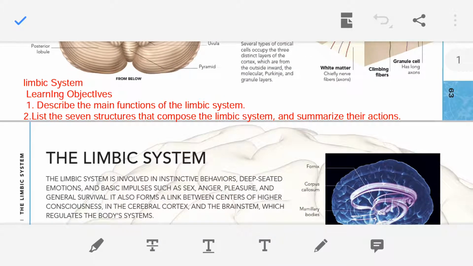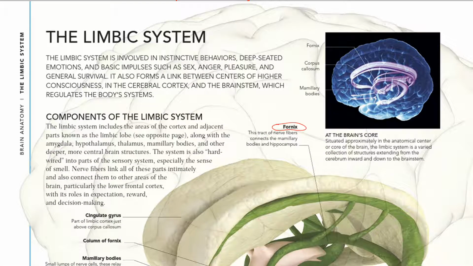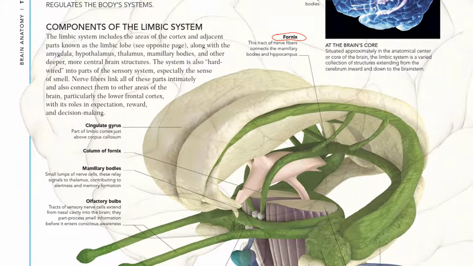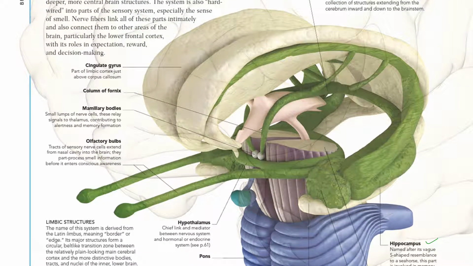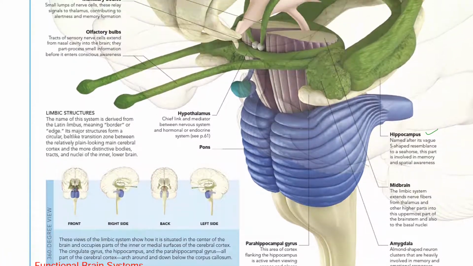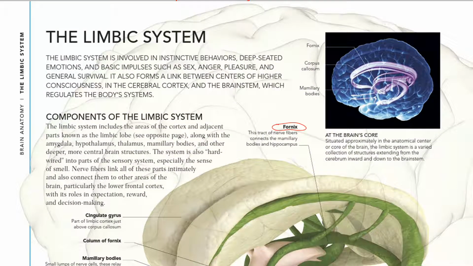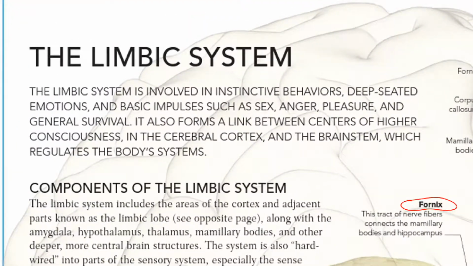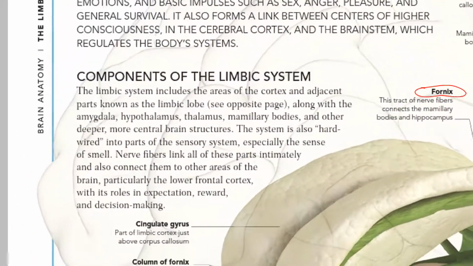Now before I start this presentation lecture, let's have a look at the limbic system. So here on screen you are looking at the limbic system, and this is some additional information for you. Even though I'm calling it additional, it is also very important. You need to read this information at least once.